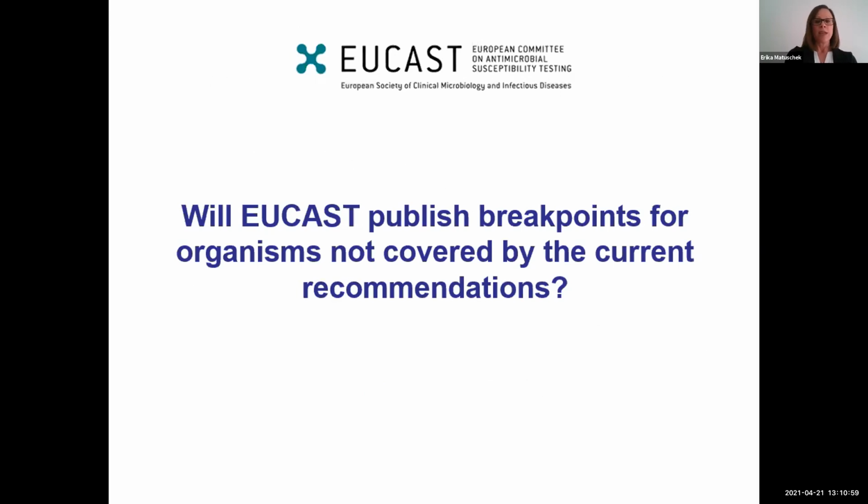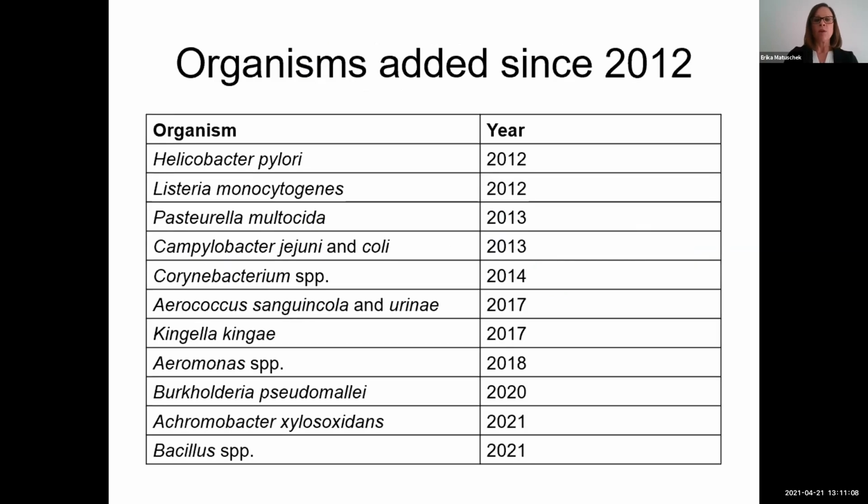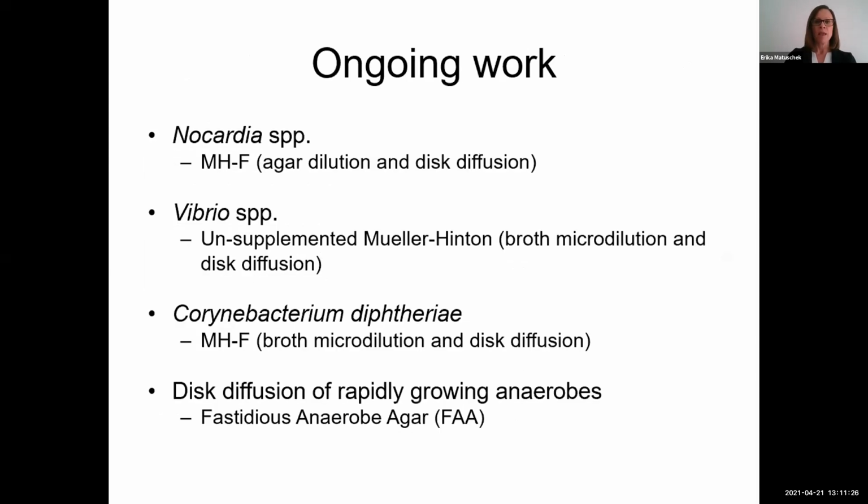The next question relates to organisms which are not yet covered by the current EUCAST recommendations. We are constantly working with adding criteria for more species, more organisms to the EUCAST system. This is what we have added since 2012. The newest additions for this year are Achromobacter and Bacillus species. What we are currently working with are Nocardia species.